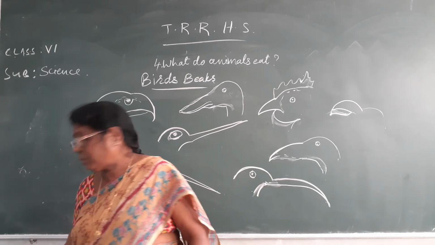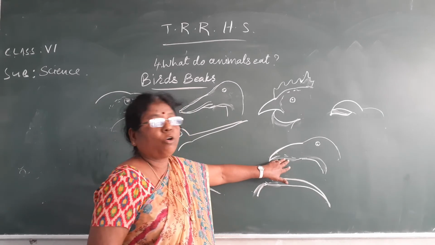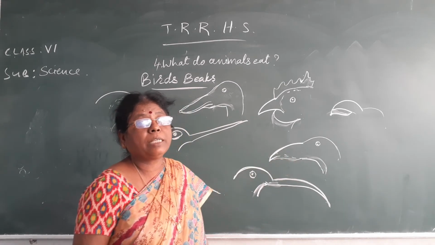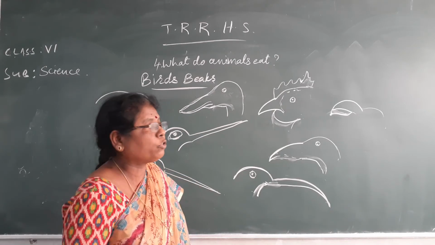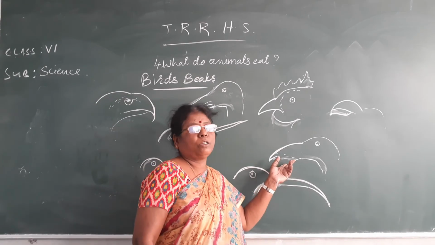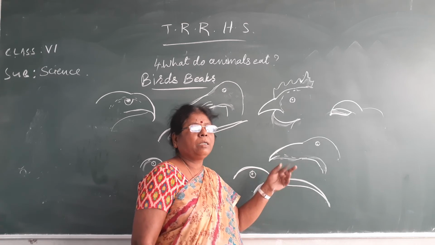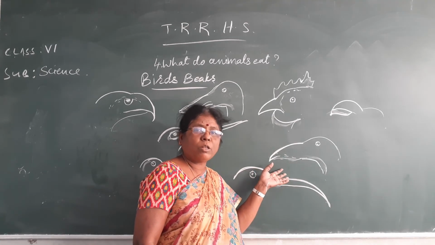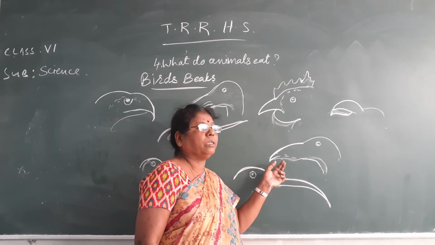Crow. How is the crow? The crow is an omnivorous bird. It is also called a scavenger. It eats rotten food materials and animal products also. So it is an omnivorous bird.